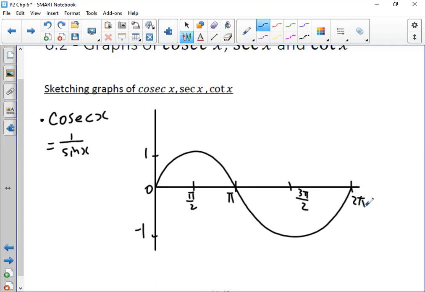Now I'm using radians here because I just want to get students used to using radians as well. You can use 90 degrees, 180, 270, and 360. That's not a problem. Now that's the graph of sine x, so y equals sine x.